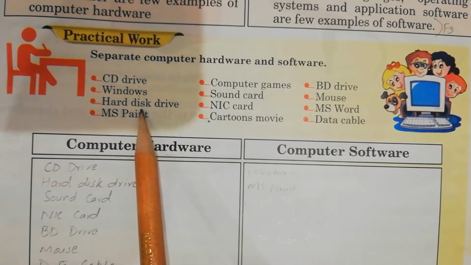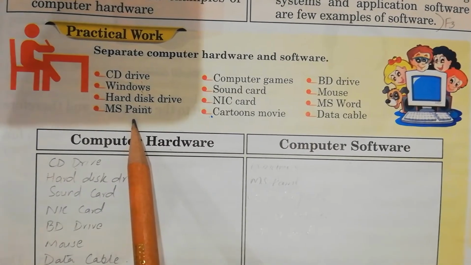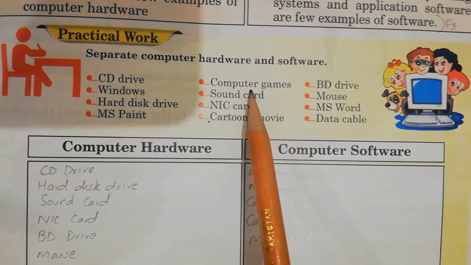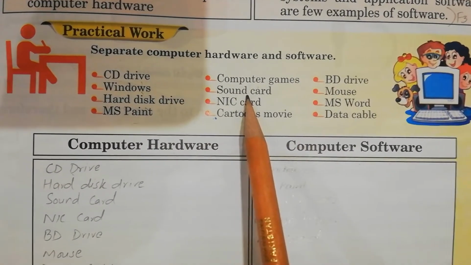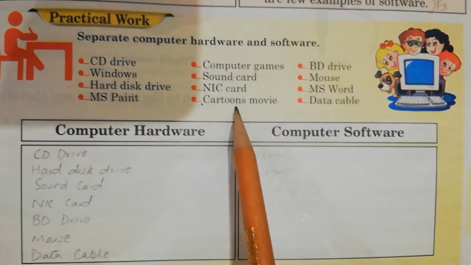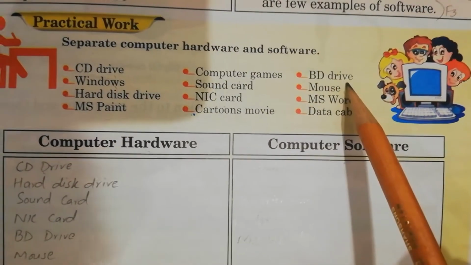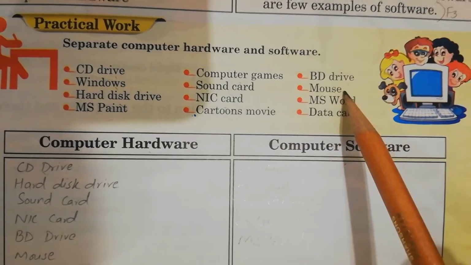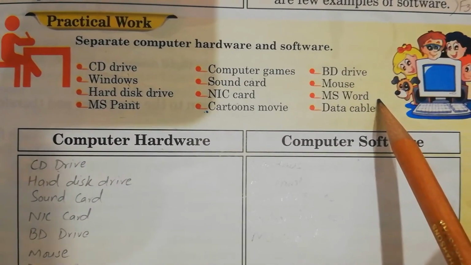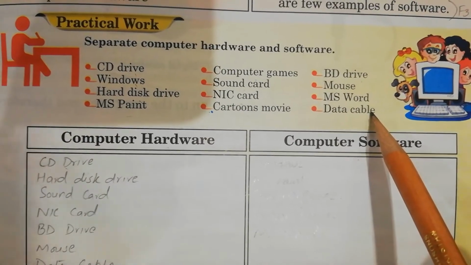Hard disk drive, computer hardware. MS Paint, computer software. Computer games, computer software. Sound card, computer hardware. NIC card, computer hardware. Cartoon movies, computer software. BD drive, computer hardware. Mouse, computer hardware. MS Word, computer software. Data cable, it's computer hardware.